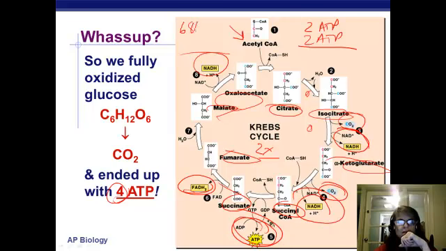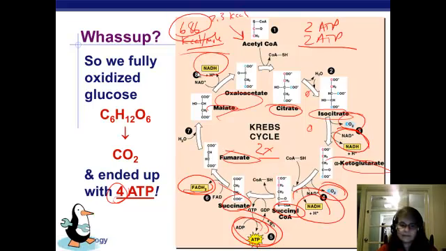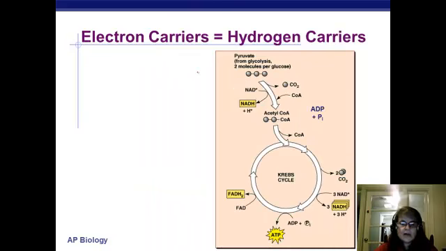Glucose, 686 kilocalories per mole. Okay? And 1 ATP is 7.3 kilocalories per mole. So I got 4 times 7, 28, a little more, 29 kilocalories here out of a possible 686 that's available. That stinks. That's the pits. We need to do better.